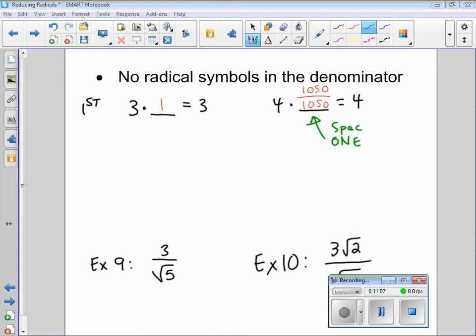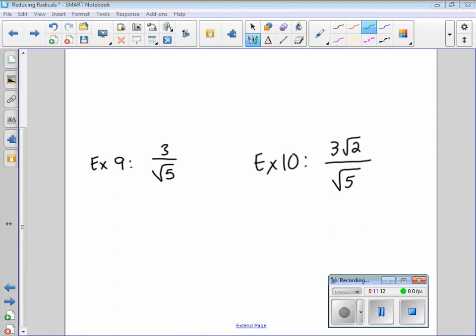Okay, so let's look at example number 9. In example number 9, it's breaking the rule. There's a radical in the denominator. So what I'm going to do is multiply the denominator by square root of 5, because this is what I know. Square root of 5 times the square root of 5 equals the square root of 25. And 25 is now a perfect square. The square root of 25 is 5. So I break it out of the radical.